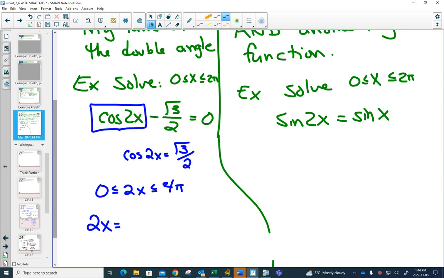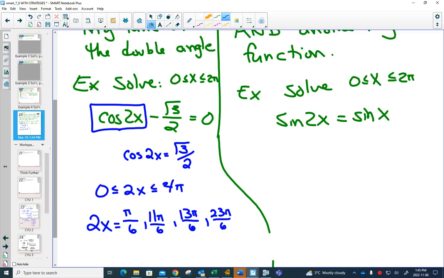When is cos equal to root 3 over 2? What family is that? Pi over 6. In what quadrants? Quadrant 1 and 4. And that's the first time around. The second time around, you would add 2 pi to each of the first ones. And you would get 13 pi over 6 and 23 pi over 6.